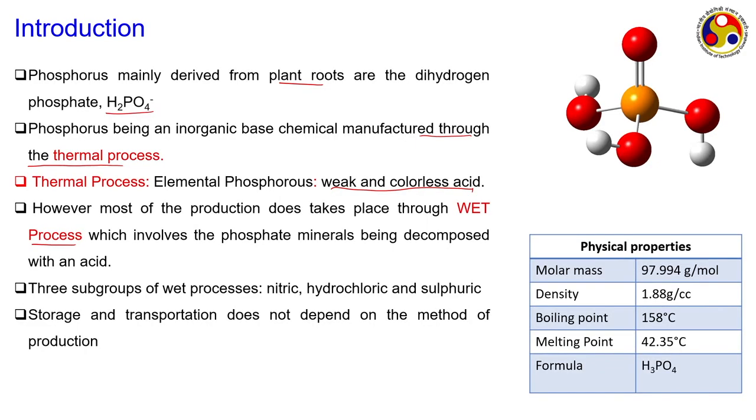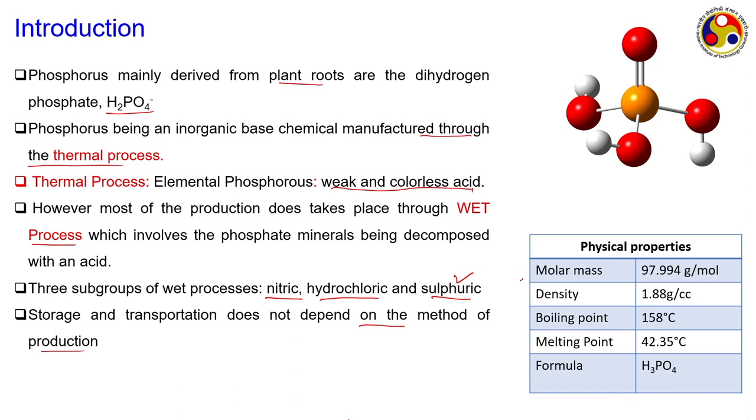But other than sulfuric acid, other acids are also involved. You can use nitric acid, hydrochloric acid or sulfuric acid. Sulfuric acid is the conventional one which we will discuss. We can also use nitric and hydrochloric acid. The storage and transportation does not depend on the method of production. So, whether you use the wet process or the other thermal process, which is anyway discarded, it will not affect the transportation. Let us see the physical properties of phosphoric acid.